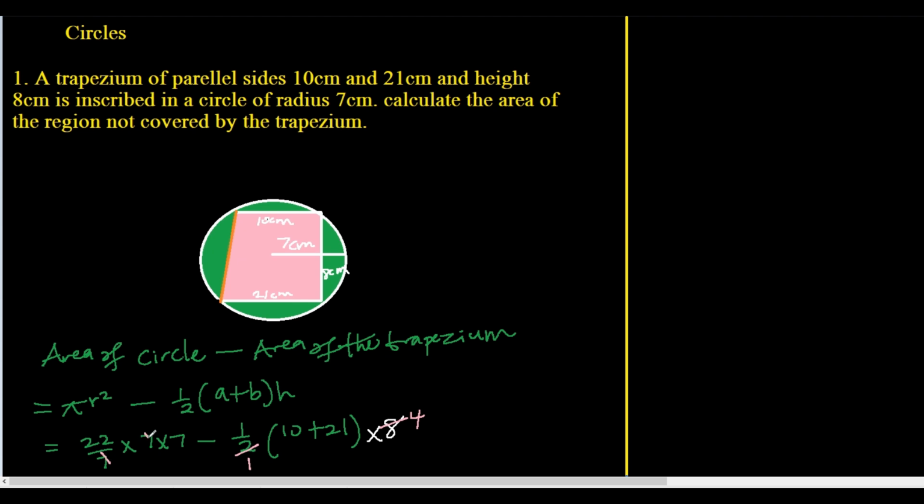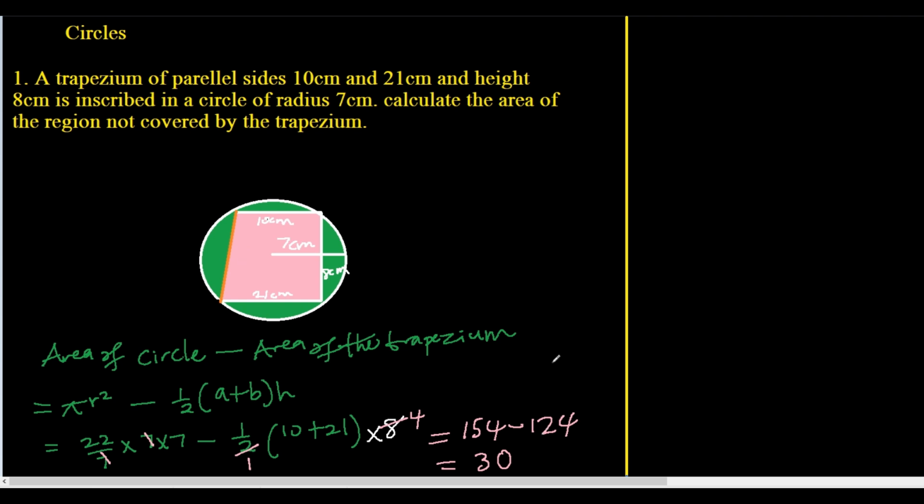So this is 2 into 1, 2 into 4. Then 7 divides 7 here. Then what is 22 times 7? 154. So we have 154 minus, what is 10 plus 21? 31. 31 times 4 is 124. So this will be 30, right?